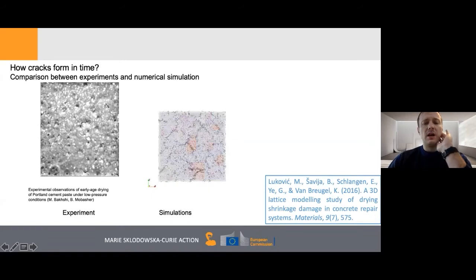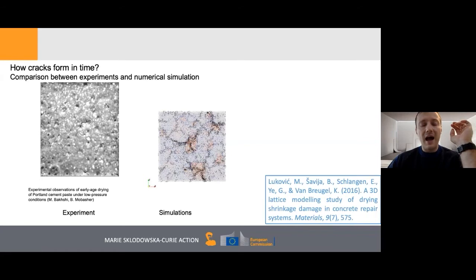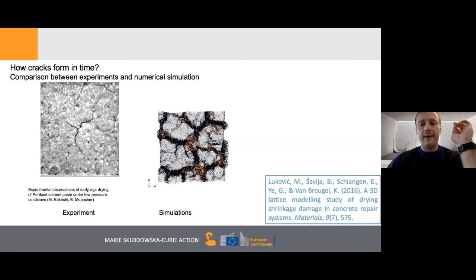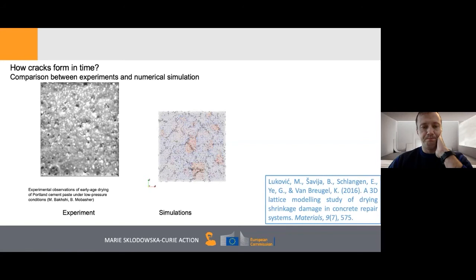So with a model, you can very easily vary these parameters, try to understand fundamentally how they affect your repair, and then use that to design your experiments and further on to design your repairs, for example, in practice.